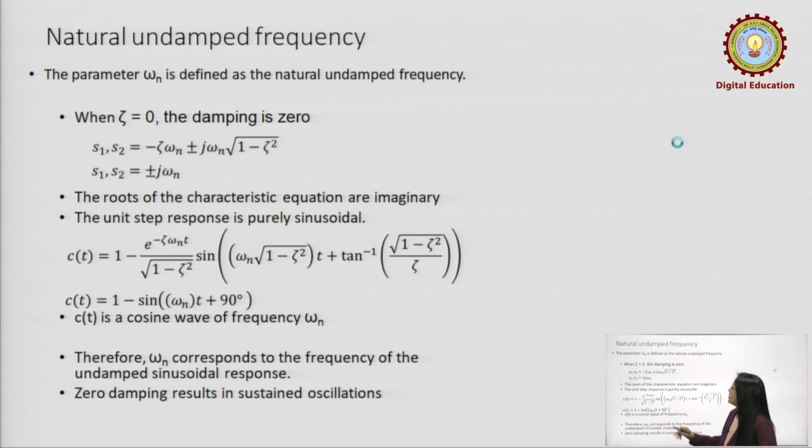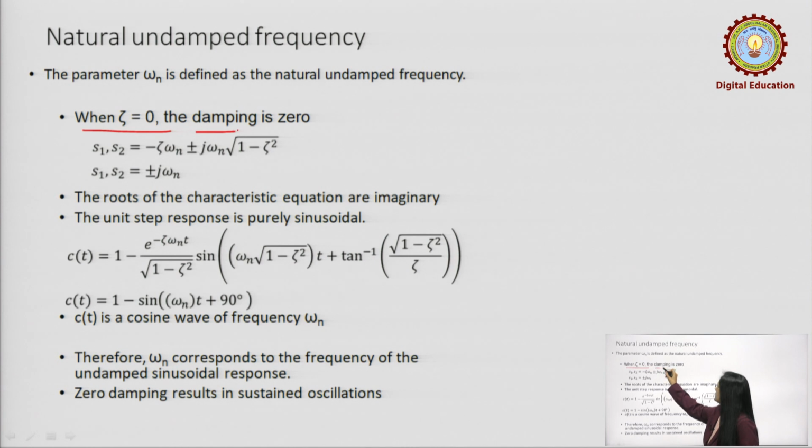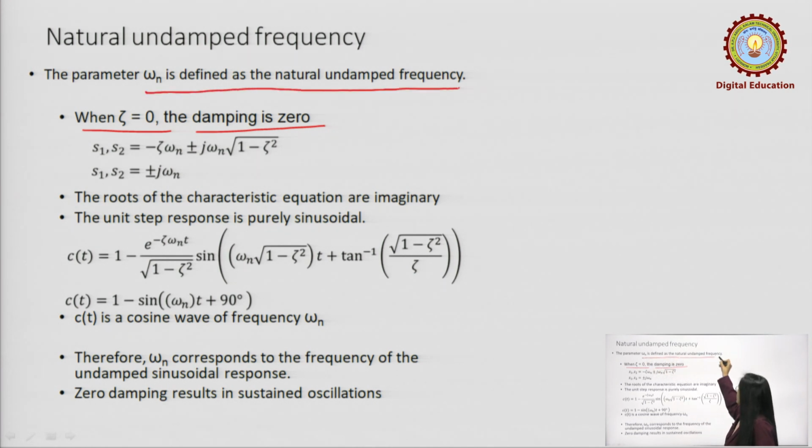Now, here we will look at the other case, that is when the damping is 0. Zeta equal to 0 means the system has 0 damping, the value of damping is 0. The parameter omega n is defined as the natural undamped frequency. We will look into why it is known as the natural undamped frequency.